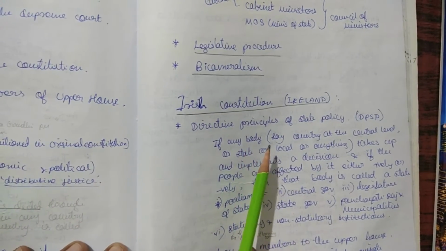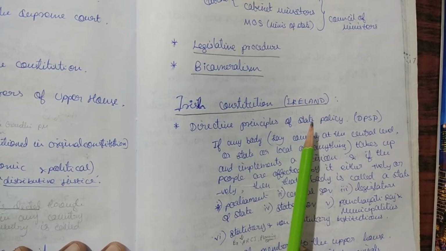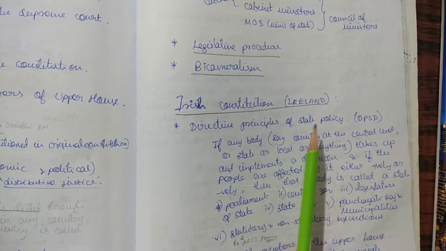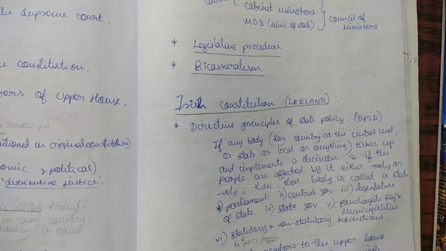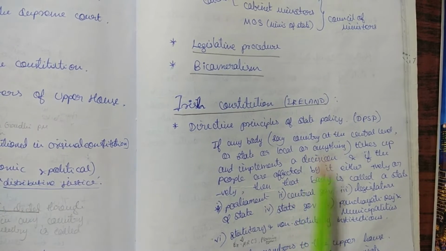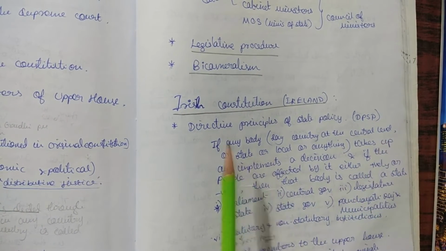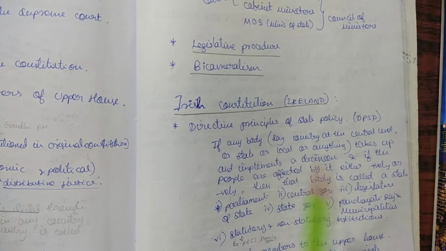Next, let's move on to Ireland. What we have borrowed from the Irish Constitution is very, very important. DPSP, Directive Principles of State Policy. First, let's see what DPSP is.